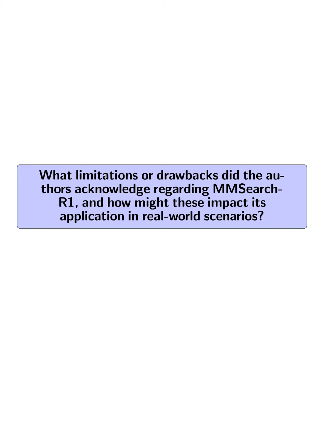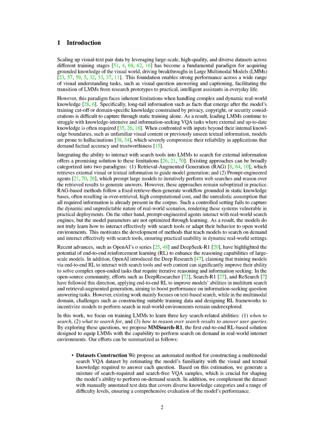What limitations or drawbacks did the authors acknowledge regarding MMSearch-R1, and how might these impact its application in real-world scenarios? The authors acknowledged several limitations of MMSearch-R1, particularly regarding its reliance on static training data and the challenges of integrating real-world search interactions. They noted that existing approaches, including retrieval-augmented generation (RAG) and prompt-engineered agents, often operate under fixed workflows that do not adapt well to the dynamic nature of real-world scenarios, leading to inefficiencies and potential inaccuracies.